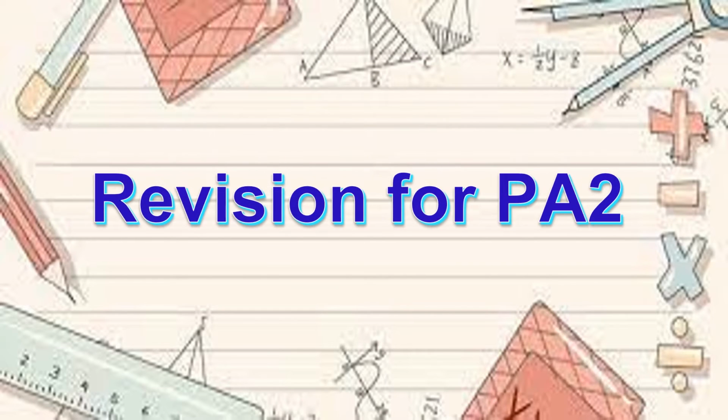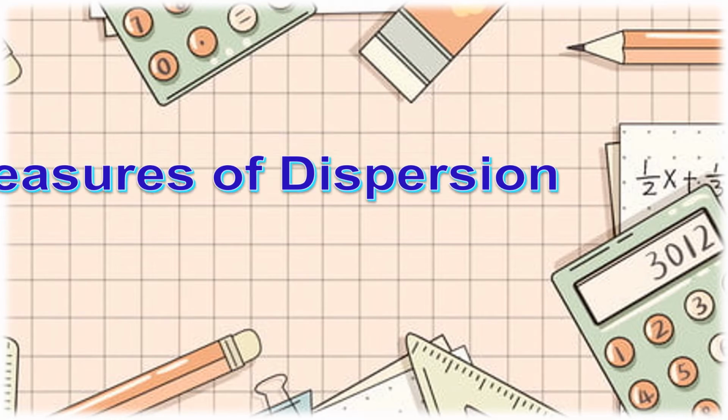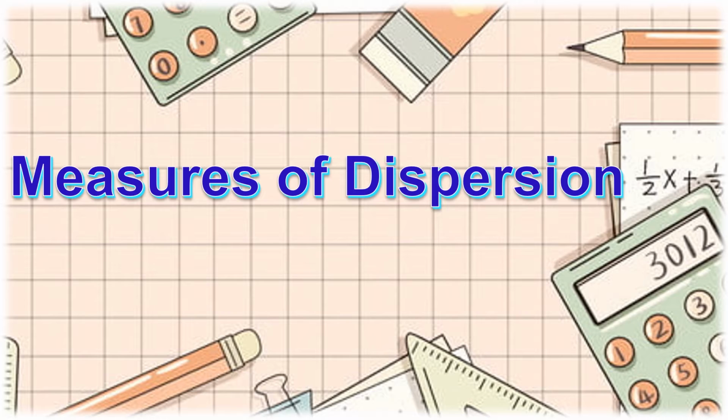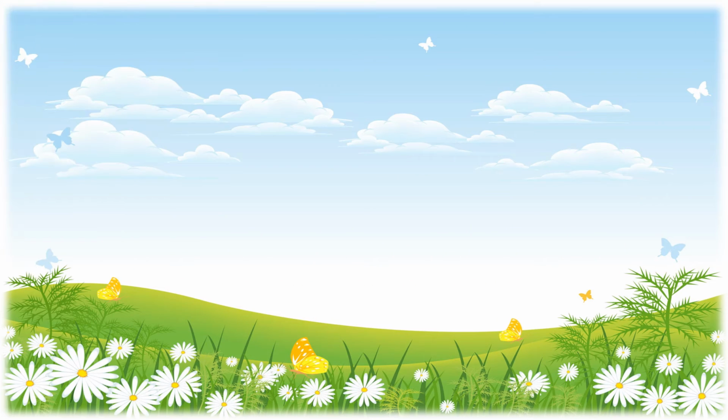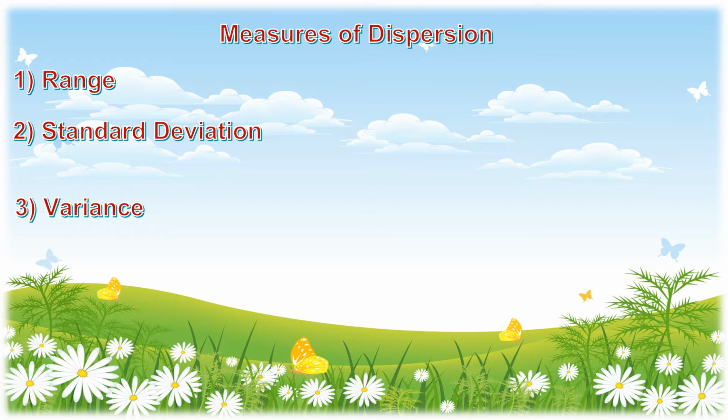Hello everyone, in today's video we are going to review measures of dispersion. There are three that we are going to discuss today. They are the range, standard deviation, and variance.